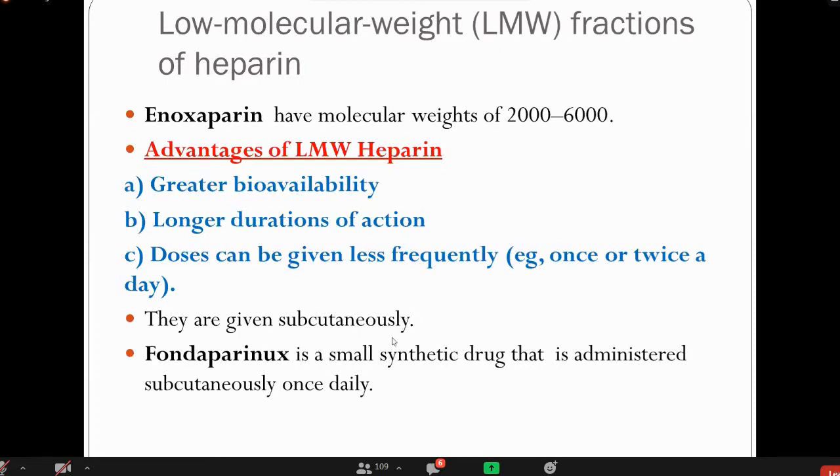They are given subcutaneously. Fondaparinux is a small synthetic drug that is administered subcutaneously once daily. Because in current clinical practice, patient compliance is very important, and patients ask, "Okay, doctor, please give me the drug that I have to take the least." So if we are giving Fondaparinux, a once daily dose would be sufficient, right?